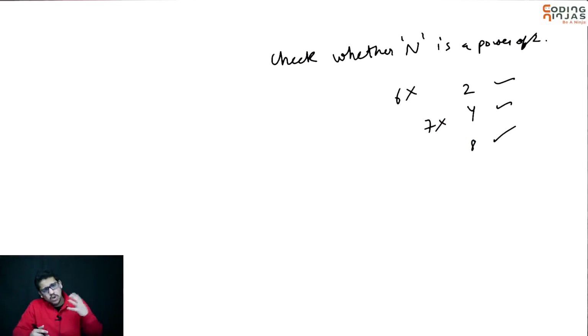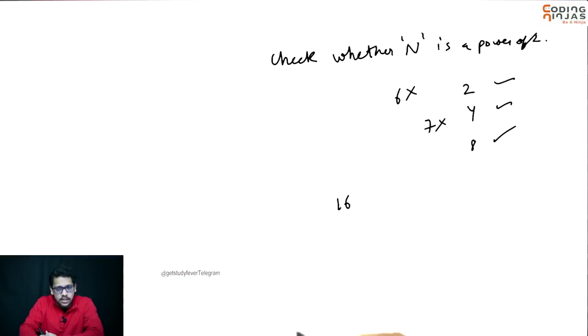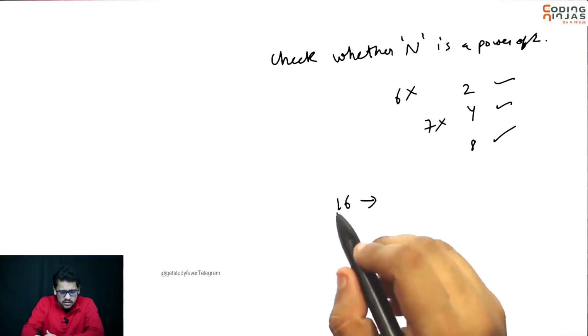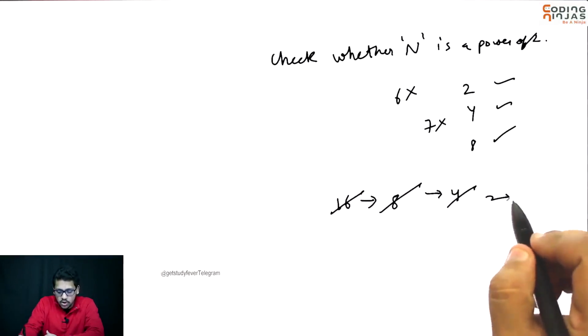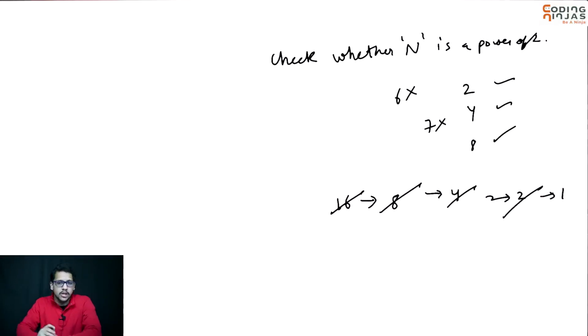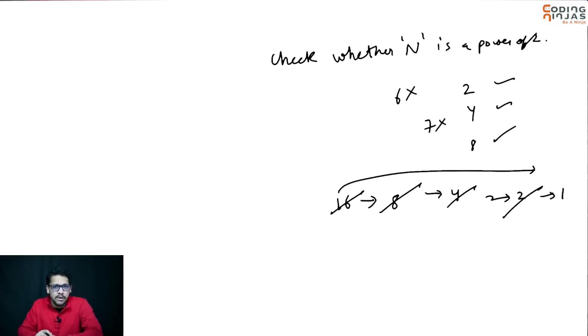One simple solution without any bits can be this: you have 16, it is divisible by 2, so you go to 8. It is divisible by 2, you go to 4. It is divisible by 2, you go to 2. It is divisible by 2, you go to 1, and you need to stop here. If you have followed this path, then that means it is a power of 2.